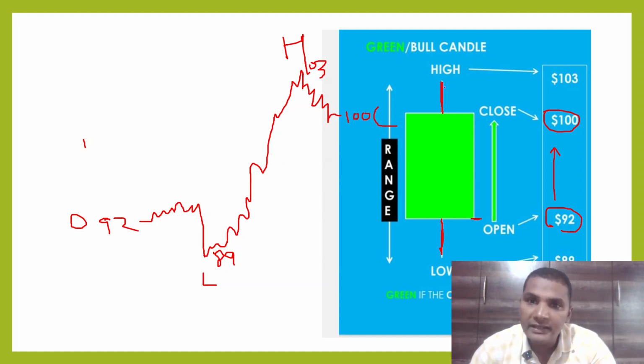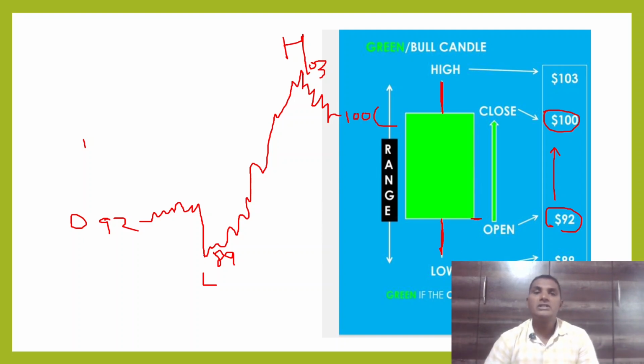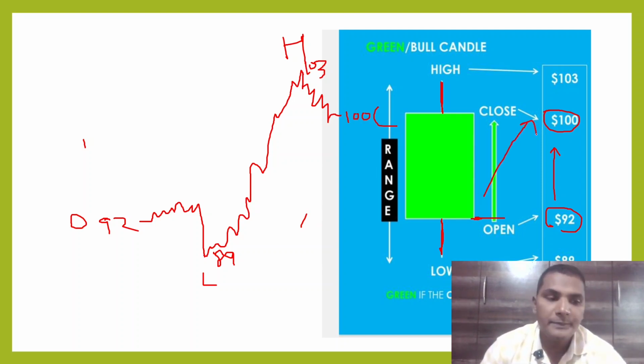So this is the upper wick, this is the lower wick, this is the real body of the candle, this is the high price, this is the close price, this is the open price, and this is the low price. It means in the bullish candle all the price movement is presented, because in this bullish candle the price opened at low and closed at 100. So this is the bullish candle.